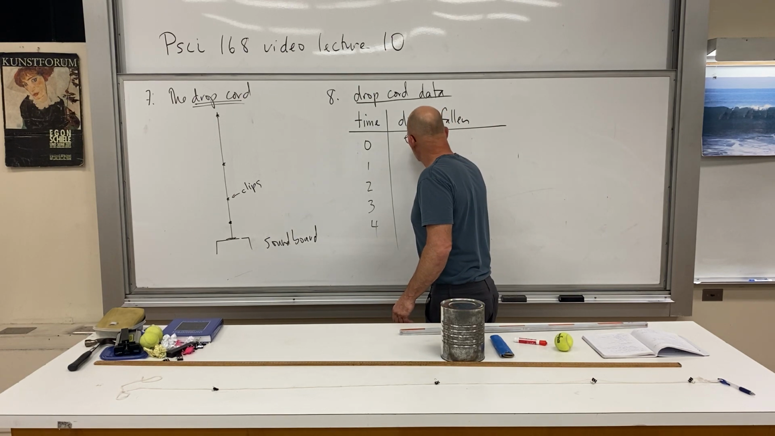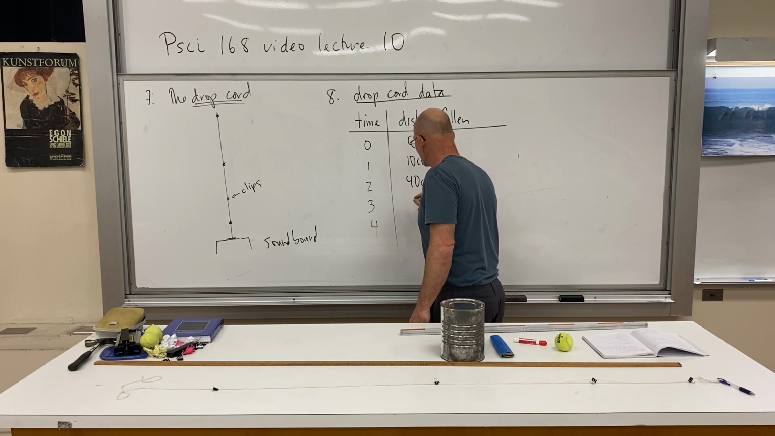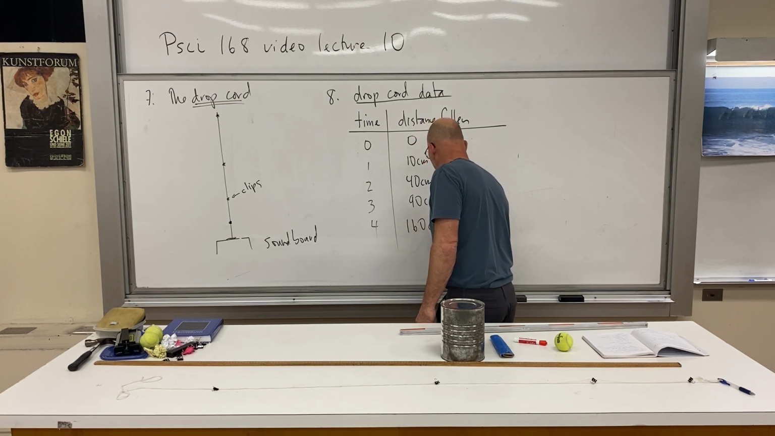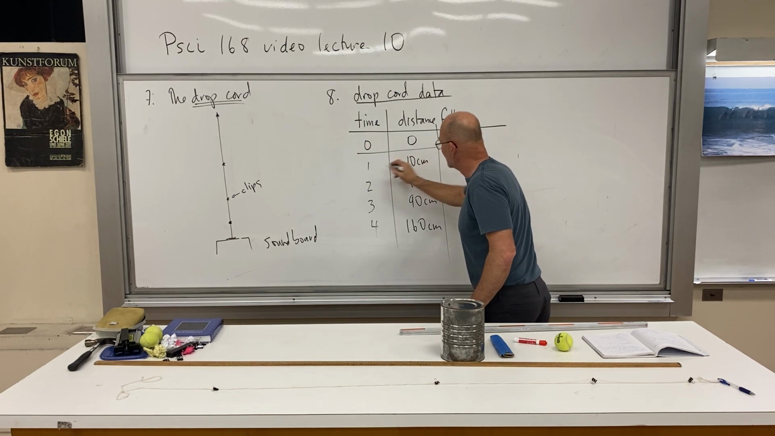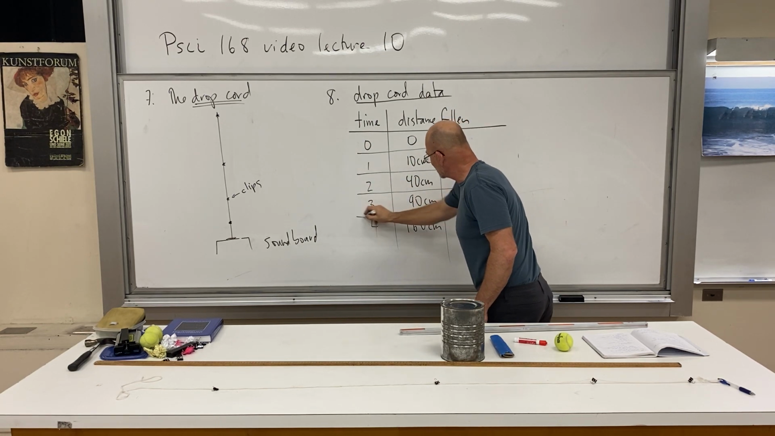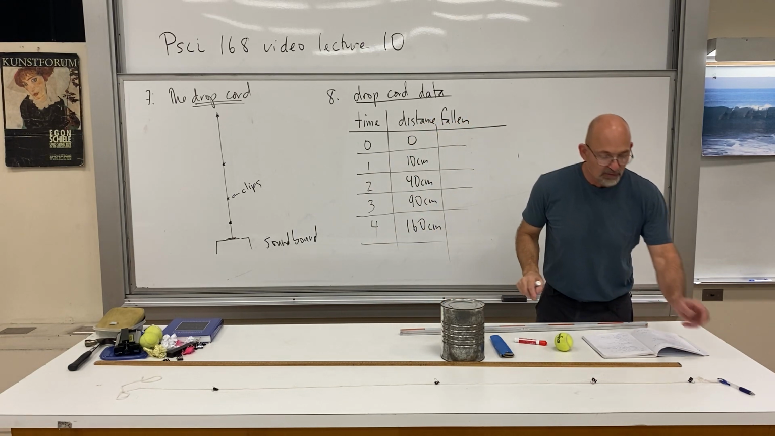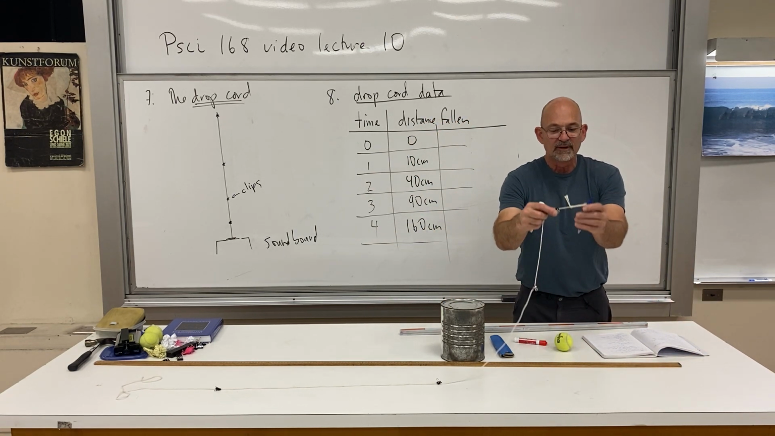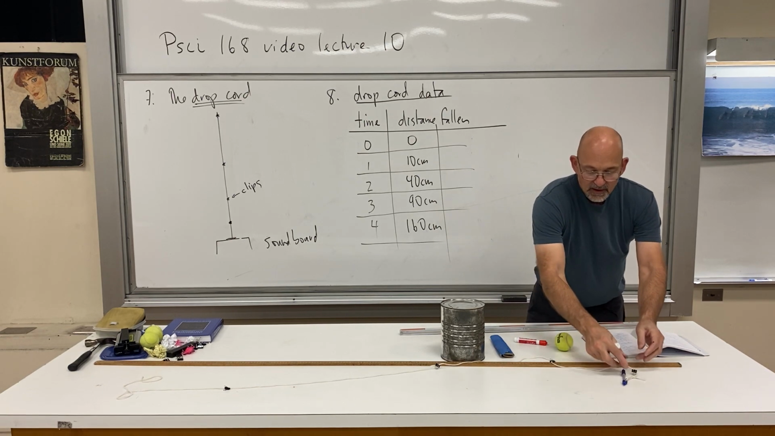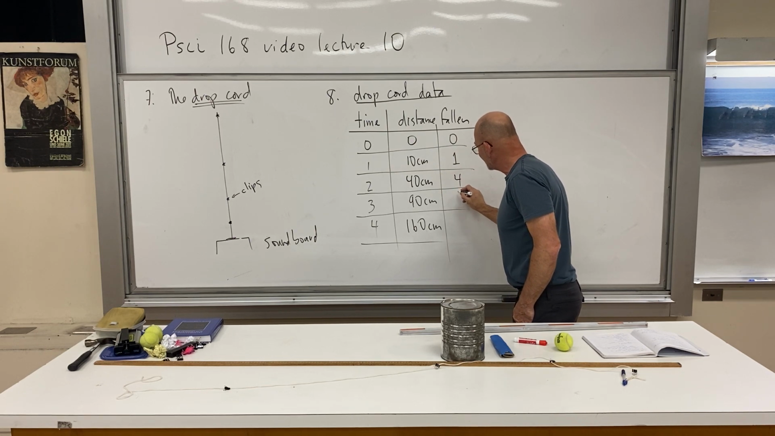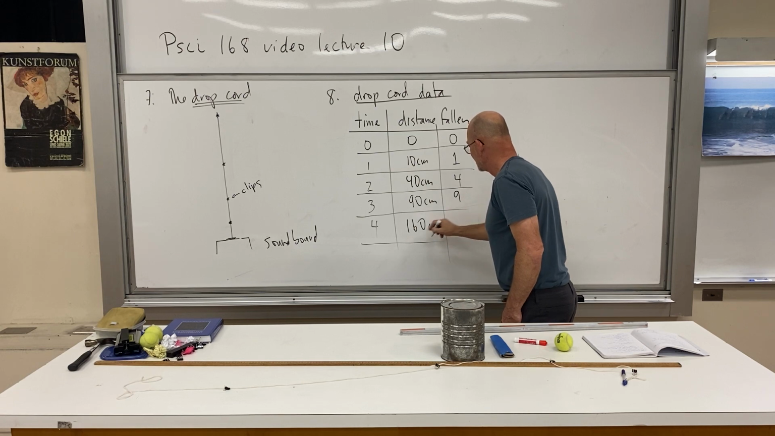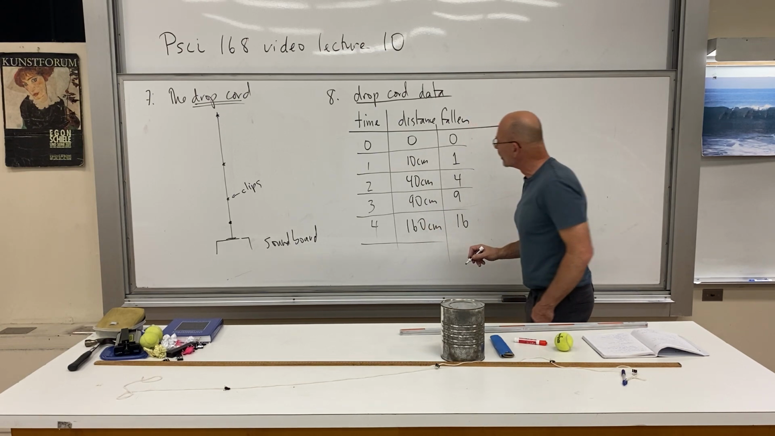The distance fallen was 0, 10 centimeters, 40 centimeters, 90 centimeters, and 160 centimeters. Okay. Another way to look at this is that I took 10 centimeters as my unit of length. That's the unit of length right here between the pen and the clip. That's a 10 centimeter length. And so if that's 1 unit of length, then 40 is 4, 90 is 9, 160 is 16 of those units.